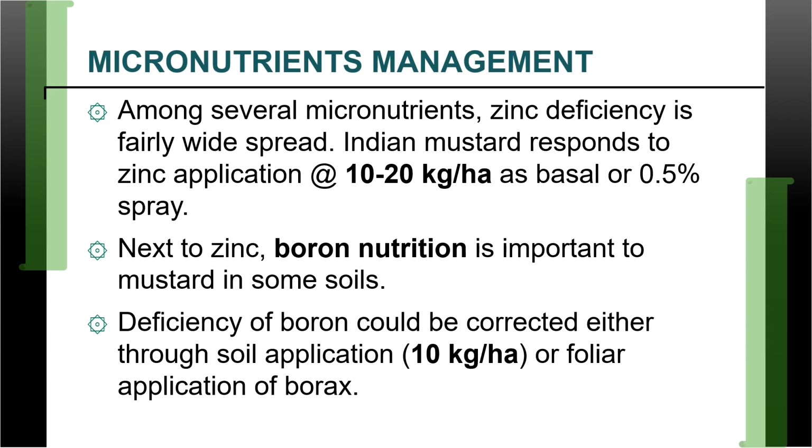Micronutrients: zinc deficiency is fairly widespread. For Indian mustard, the response to zinc application is with 10 to 20 kilograms per hectare of zinc sulfate as basal or 0.5% spray. Next to zinc, boron nutrition is important. Deficiency of boron could be corrected by application of borax. Borax can be applied at the rate of 10 kg per hectare.